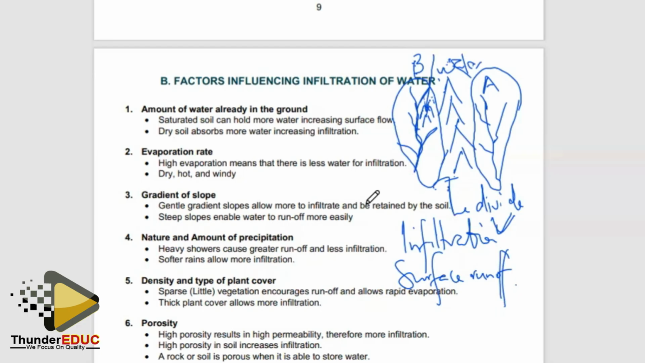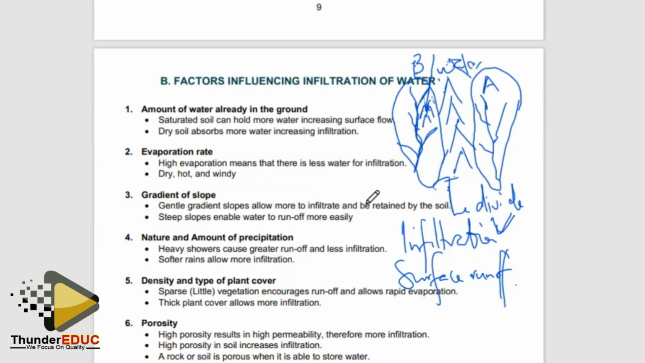What are the factors? Amount of water already in the ground. If the ground is already saturated, it means it cannot absorb more water, or cannot allow for more water to filter, because the holding capacity will be exceeded. Evaporation rates. It also means where there's high evaporation there is less water for infiltration. For example, in the hot areas like in the arid regions or in the desert areas, you tend to find that the rates of evaporation will be very high because of high temperatures. The water does not find time to infiltrate into the ground. Rather, it evaporates because of the high temperatures.